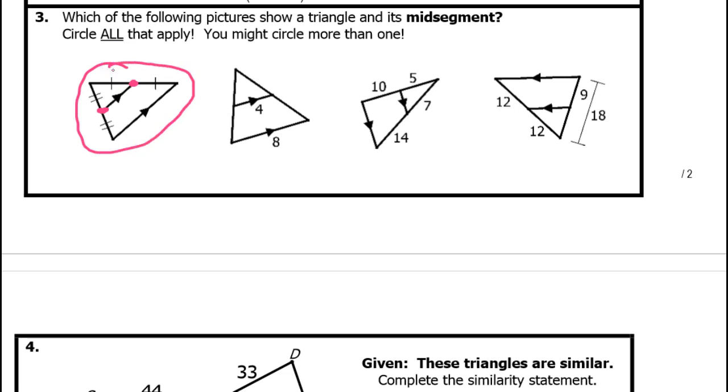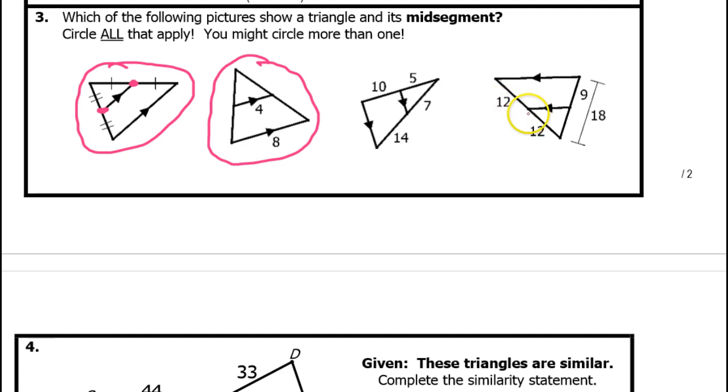Another thing we know about a mid-segment is that it will be parallel to one side of the triangle, and it should be half the length of the parallel side. So that means that this must be a mid-segment because it is both parallel and half of the parallel side. So this is a mid-segment. All right, this is definitely not a mid-segment because I see a 7 and a 14. Those are not equal. So these are not midpoints.